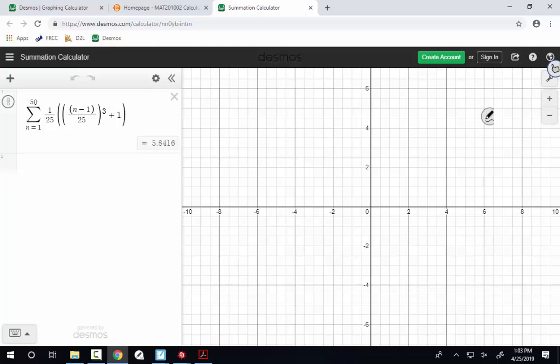Like I said, the sums we deal with in 5.1 have k equals 1 to 50, and so it would be ((k minus 1) over 25) cubed plus 1. You're just using this. Desmos is automatically assigning n. I don't know if there's a way to change that. So you want to make sure that you're typing in an expression for n instead of k, like you would have in your homework. But it's all the same.